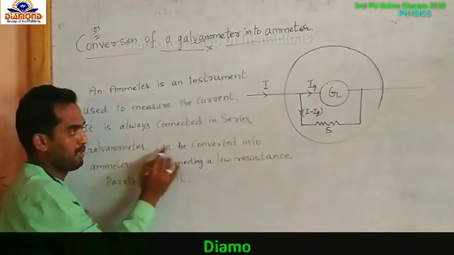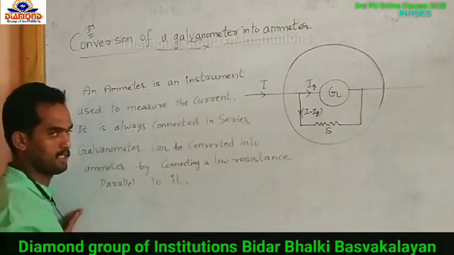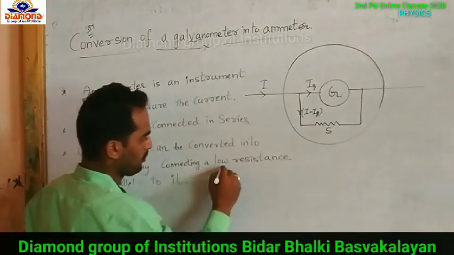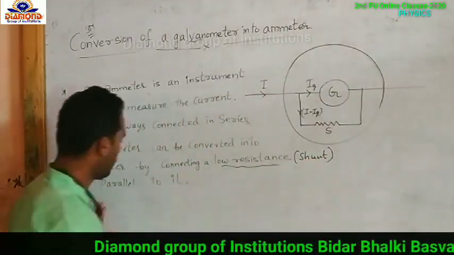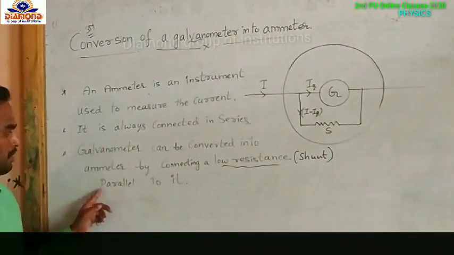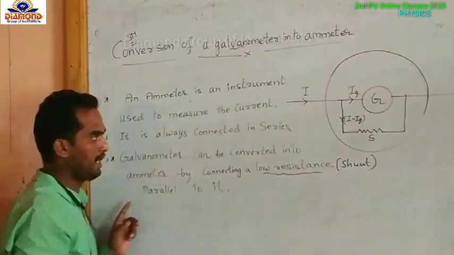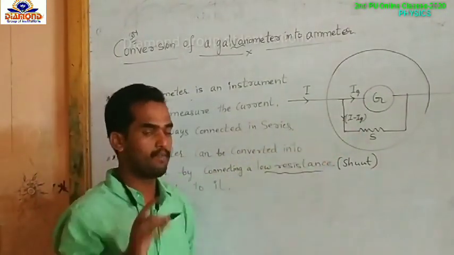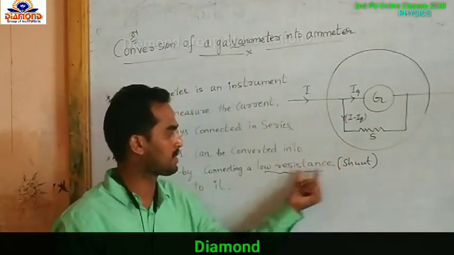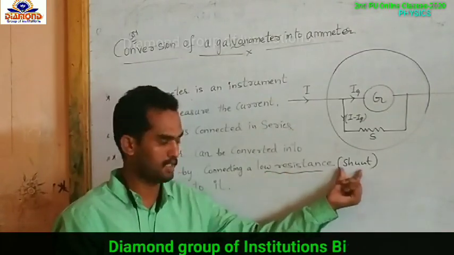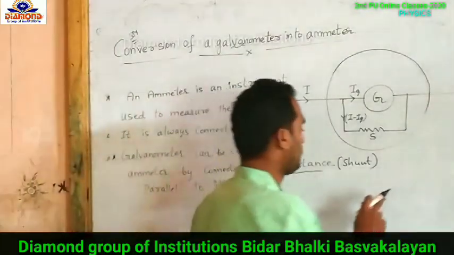A galvanometer can be converted into an ammeter by connecting a low resistance, a small resistance value. This low resistance value is called a shunt, and we connect it in parallel. Most important point here: a galvanometer is converted into an ammeter by connecting a small resistance. That small resistance is called a shunt, and how should it be connected? In parallel.